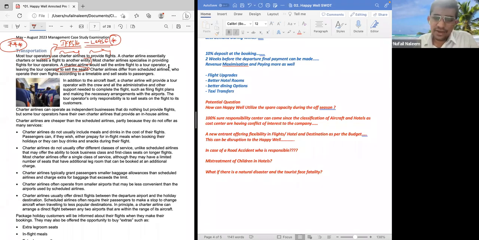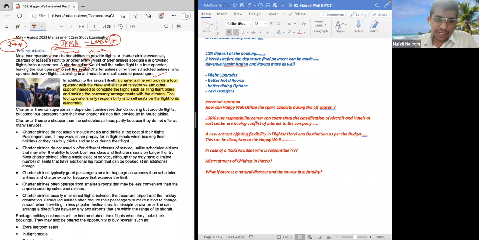Charter airlines differ from scheduled airlines, who operate their own flights according to a timetable and sell the seats to the passengers. In addition to the aircraft itself, a charter airline will provide a tour operator with crew and all administration and other support needed to complete the flight. Now, in case a charter airline is under a charter agreement or a lease agreement, you will get it, such as filing flight plans and making necessary arrangements with the airport. So that is also very clear. The tour operator's only responsibility is to sell the seats to the customer. That is also very practical, very clear as well.